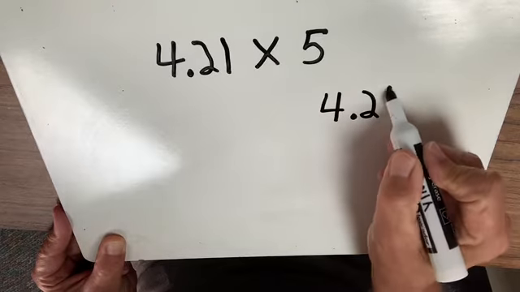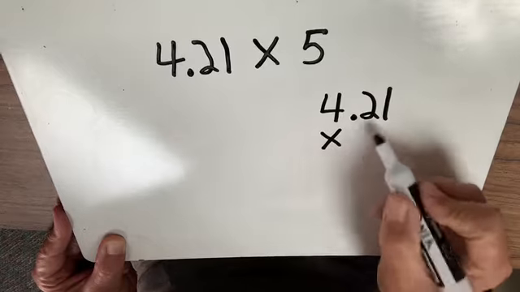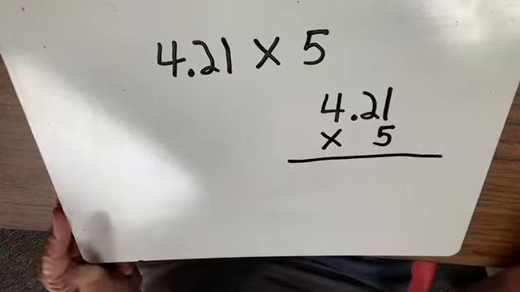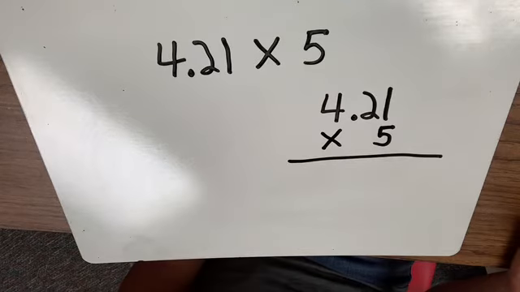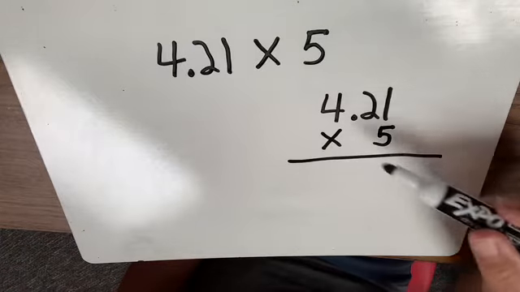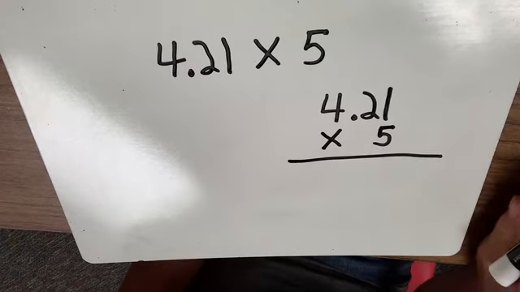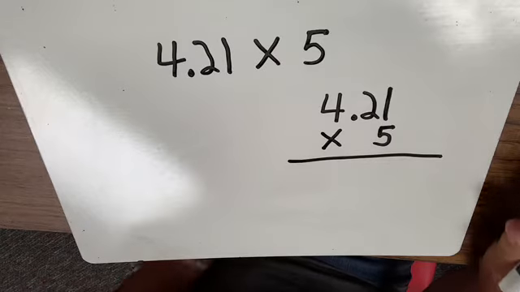I do not need to worry about lining up my decimals. That's only with addition and subtraction. So I put my number with fewer digits down below. Again, I don't have to worry about lining up decimals. Then I pretend like there's not even a decimal there. I do plain old normal multiplication.